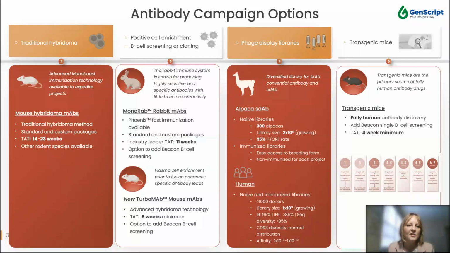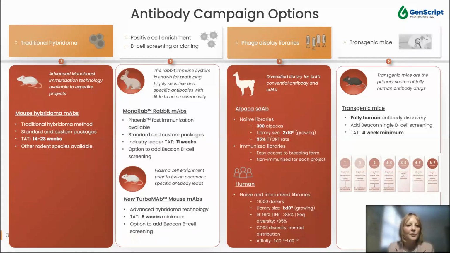We have extensive platform options in order to design your antibody campaign. We offer the traditional mouse or rodent hybridoma platform with the option to add our monoboost immunization in order to expedite that lead generation. Additionally, we have our platforms based on positive cell enrichment and B-cell screening or cloning.